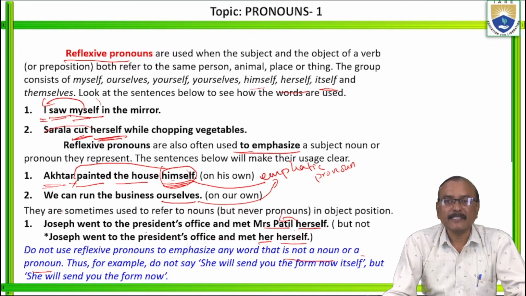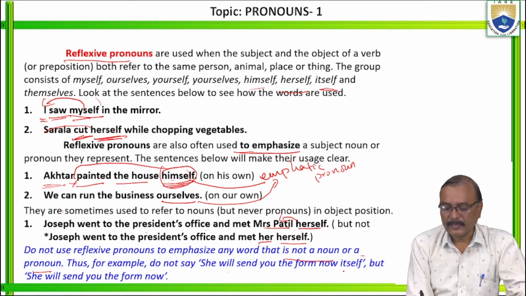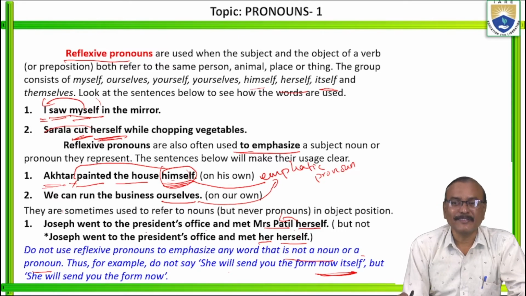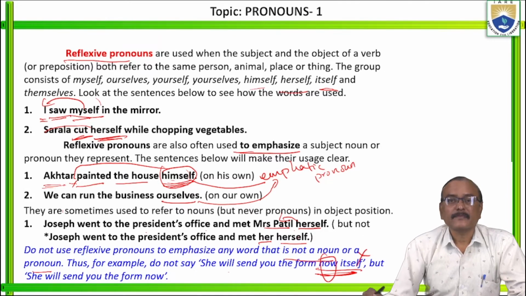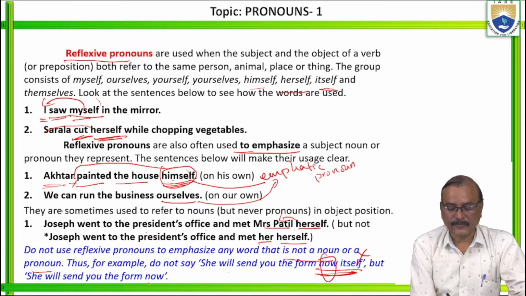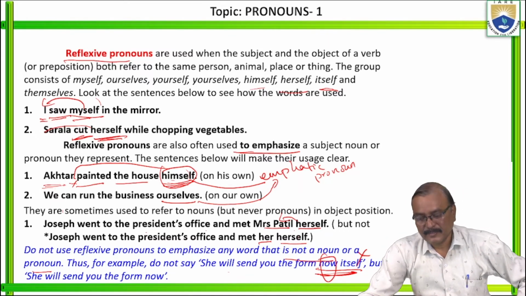Is it clear? For example, do not say, she will send you the form now itself. This "now itself" is wrong. In spoken English we use "now itself", but what is the meaning of it? Now is an adverb, not a noun or pronoun. So this type of usage is wrong. Simply say, she will send you the form now. Don't say now itself. Right? Next one.